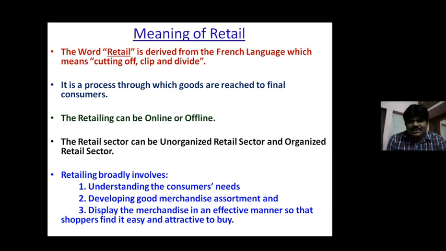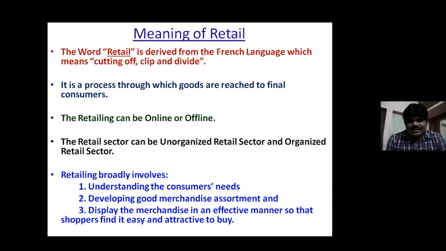And the retail sector can be an unorganized sector or an organized sector. If you compare the Indian retail sector and the American retail sector, the American retail sector consists of somewhat 95 to 98% organized retail and only 2 to 5% unorganized retail. Whereas in the context of the Indian retail sector, 95% is unorganized retail and only 5% is organized retail. Very soon the contribution of unorganized retailers is decreasing, and the organized retail share is increasing in the Indian retail market.